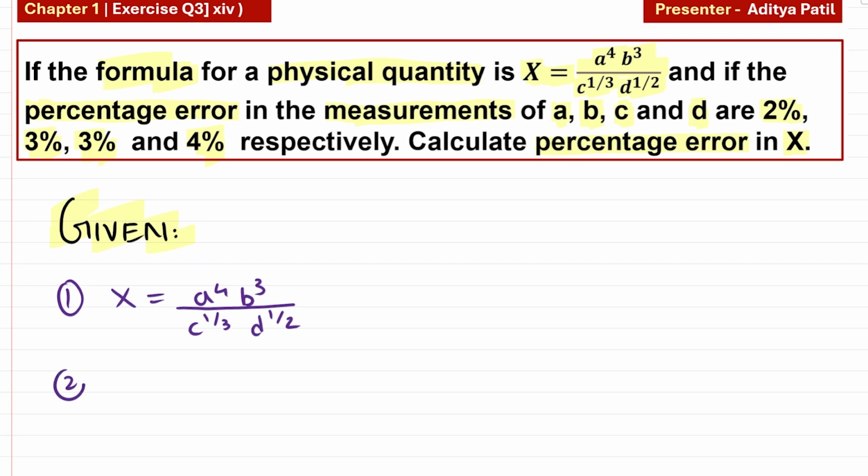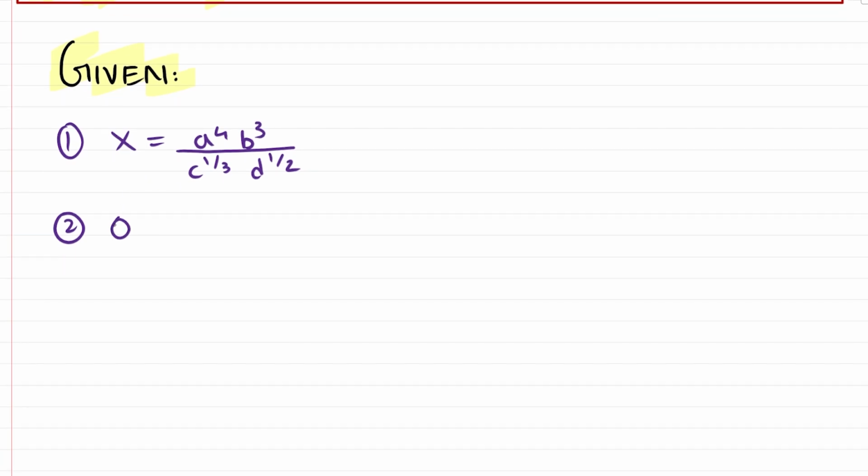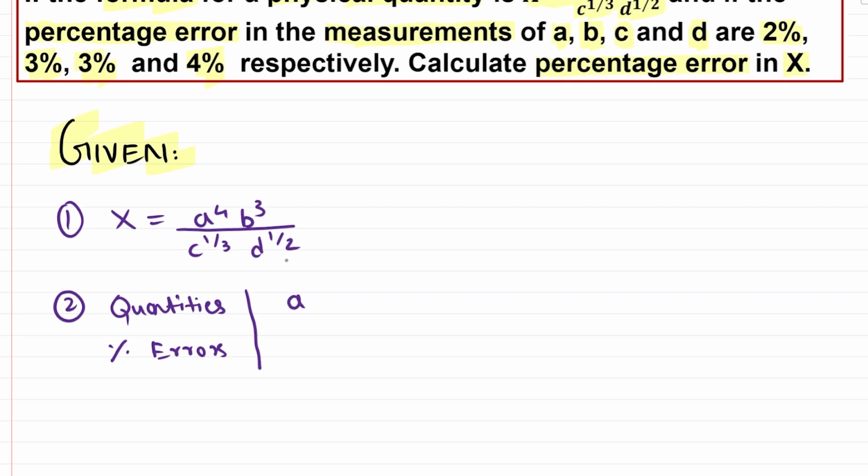इसके अलावा हमें जो है कुछ quantities के percentage errors दिए गए हैं. So हम उसे table form में represent करेंगे. So our first row represents quantities and our second row represents percentage errors in those quantities. So column 1 में will represent quantity A जिसके साथ associated है percentage error that is 2%. So quantity A की calculation में percentage error is 2%.